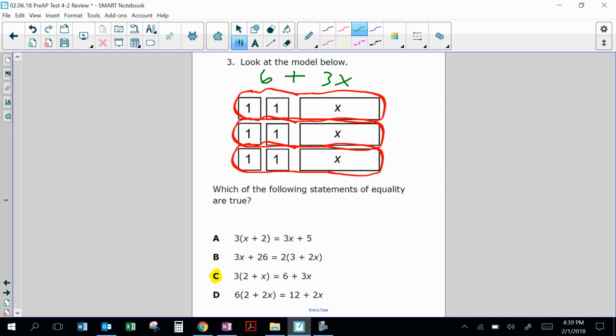So let's go through our choices. 3x plus 5. Oh, A's out. Hey, it's C. Oh, we're done. Another way you can do it is, do you see 3 groups of 2 plus x? I see a 2 plus an x. I see another 2 plus an x. Another 2 plus x. Is that 3 groups? Yes. C is the only one that shows 3 groups of 2 plus x.